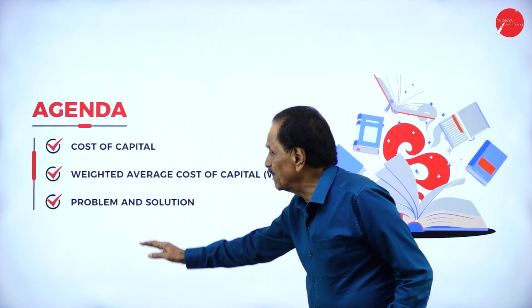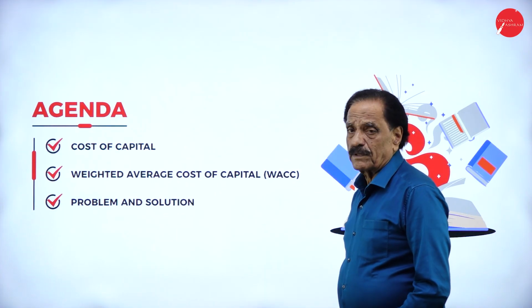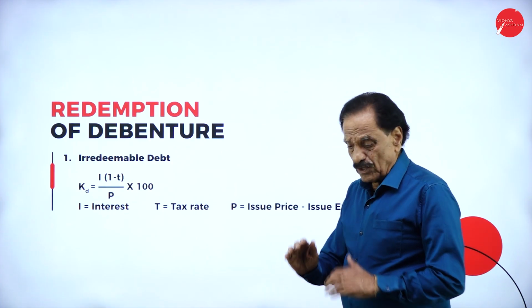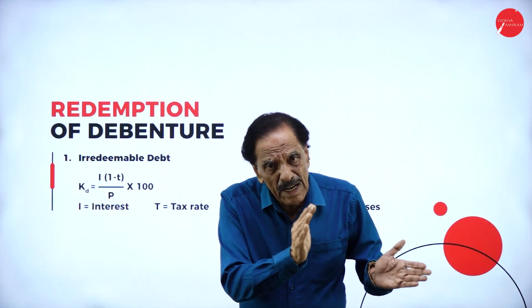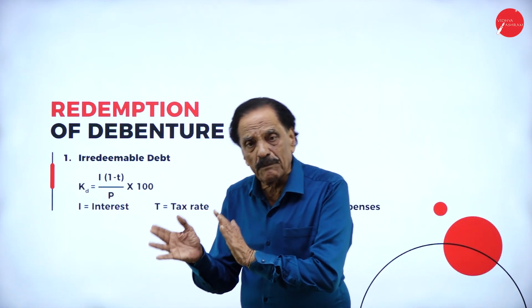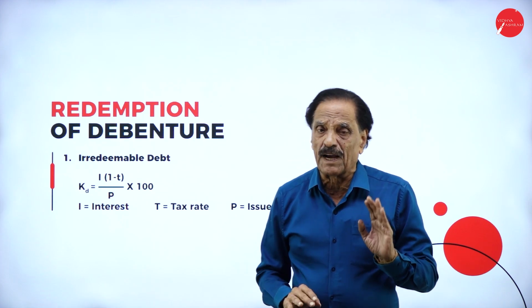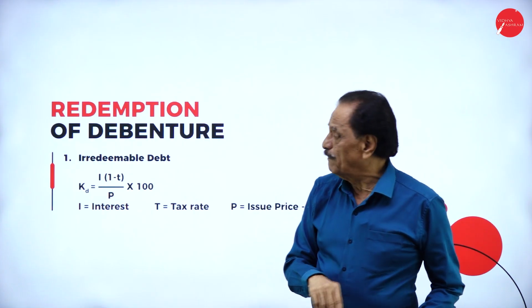What is the agenda? Cost of capital. We are going to solve weighted average cost of capital, WACC. Redemption of debenture. So there are two ways: redeemable debenture, irredeemable debenture. Irredeemable means the debenture will not be paid off during the lifetime. Redeemable debenture means the debenture will be paid off after a stipulated time.